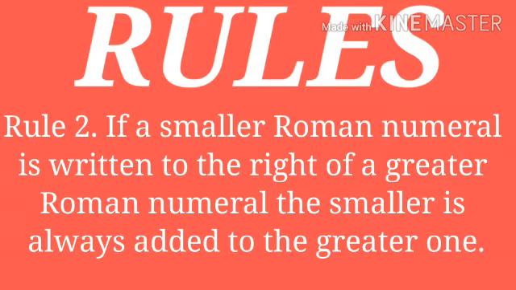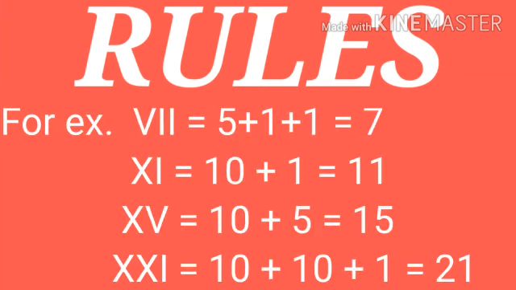Rule number 2. If a smaller Roman numeral is written to the right of a greater Roman numeral, the smaller is always added to the greater one. Here you need the sequence I have taught you before. Learn by heart, least to greatest, that is IVX LCDM. Now see, the smaller number is written to the right of the greater number. V and I, which is greater? V is greater and I is smaller. Smaller is written towards the right side. So we have to add. So VII is 5 plus 1 plus 1, that is equal to 7.